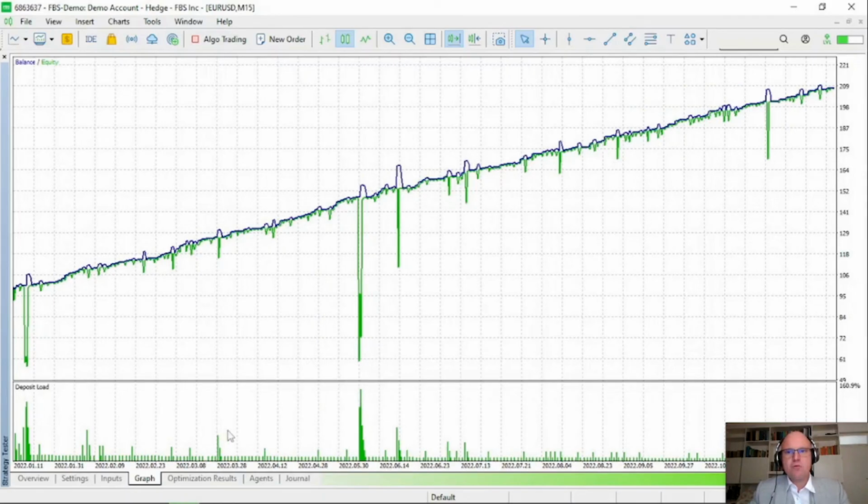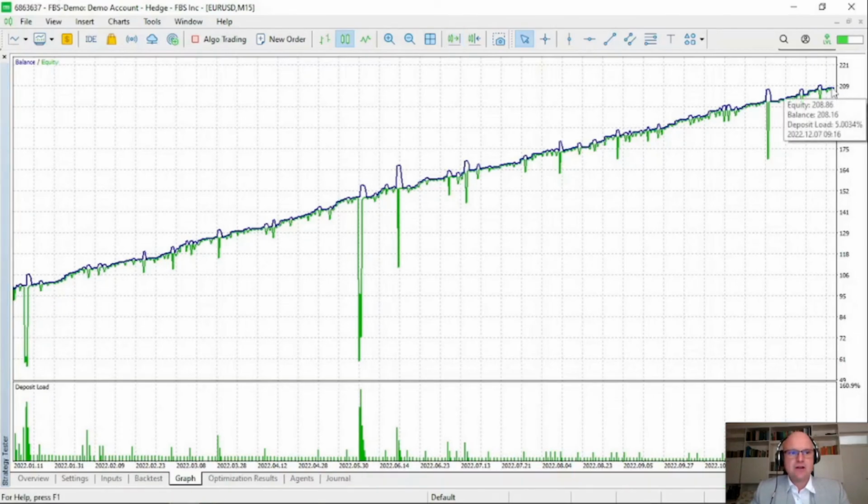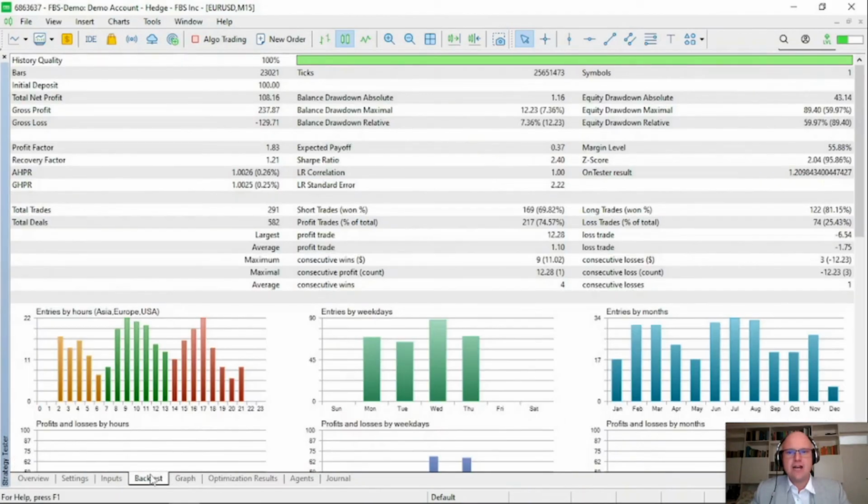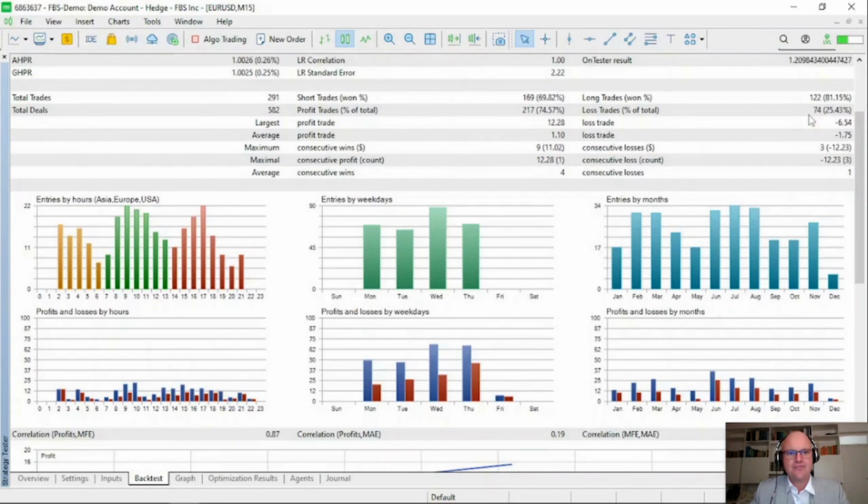Now for this, where it only opens the grid in a break-even level, remember, this does limit your risk. However, it also limits your earning potential. As we can see, our $100 deposit ended on a $208 equity, or a total net profit of $108.16, with an equity drawdown of $89.40, with a profit factor of 1.83.